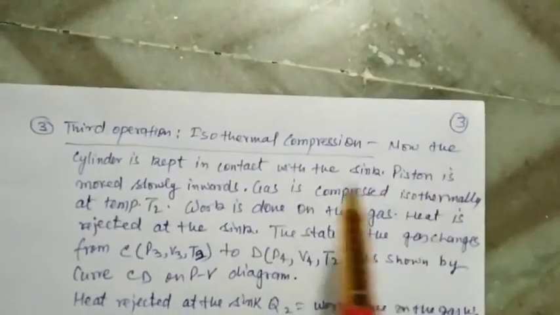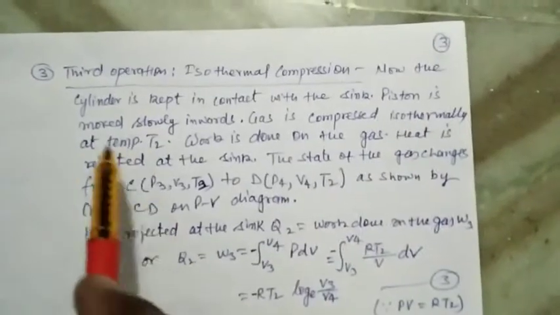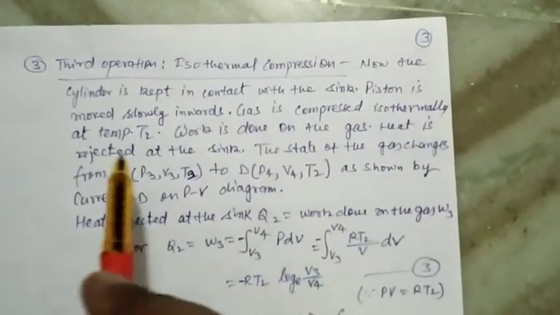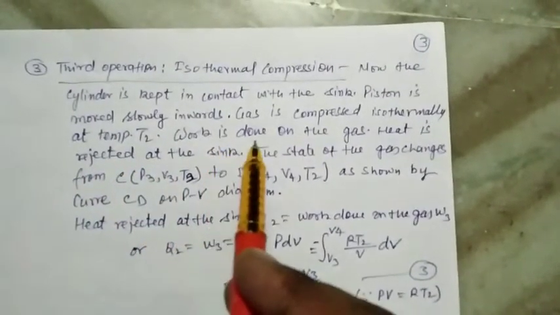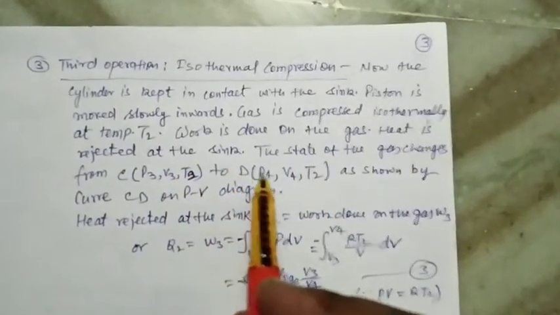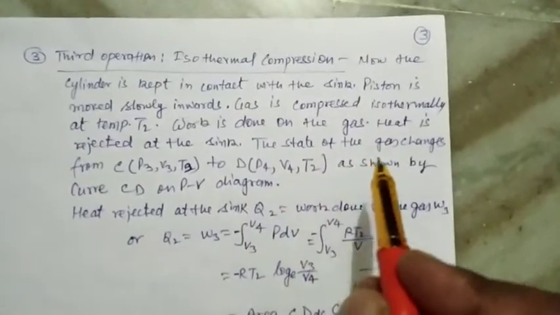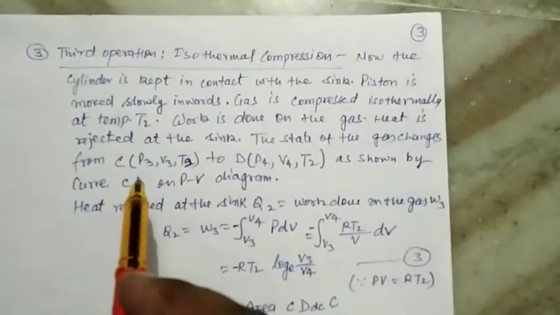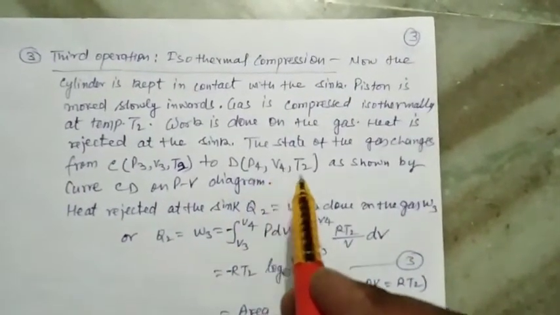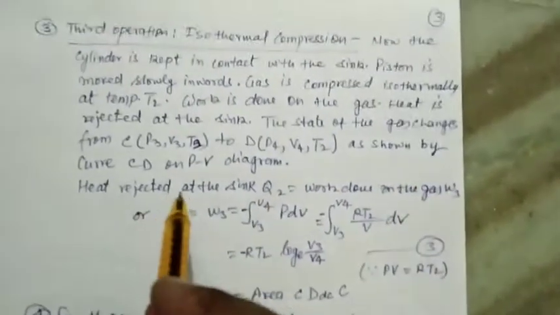Now the third operation. This operation is called isothermal compression. Now the cylinder is kept in contact with the sink. Piston is moved slowly inward. Gas is compressed isothermally at temperature T2. Work is done on the gas. Heat is rejected to the sink. At the sink, the state of the gas changes from C (P3, V3, T2) to D (P4, V4, T2), as shown by the curve CD on the PV diagram.